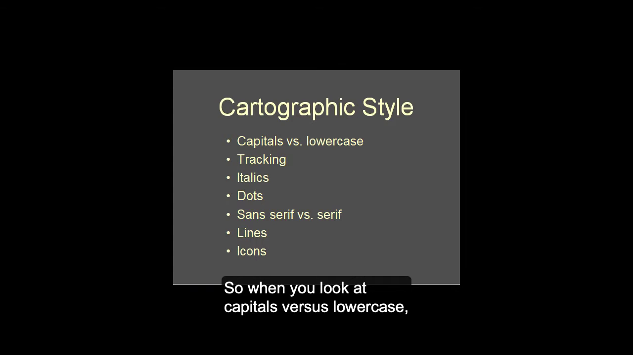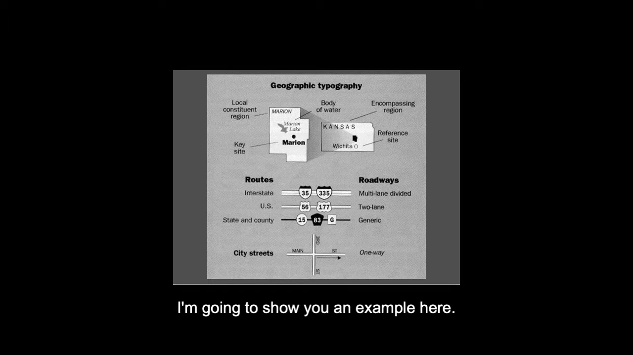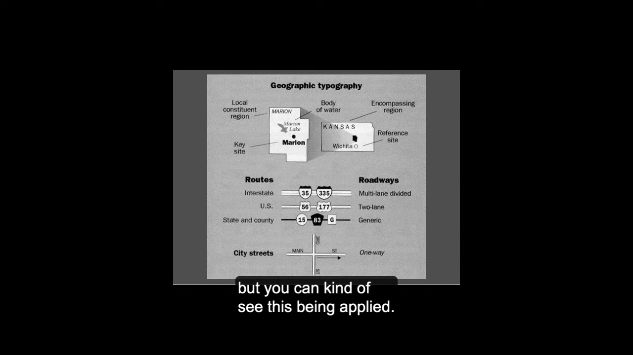So when we look at capitals versus lowercase, things like sites should have a capital with lowercase, but when we talk about regions, they should use all capitals. And street names should use all capitals. I'm going to show you an example here. Almost looks like a little legend, but you can kind of see this being applied.